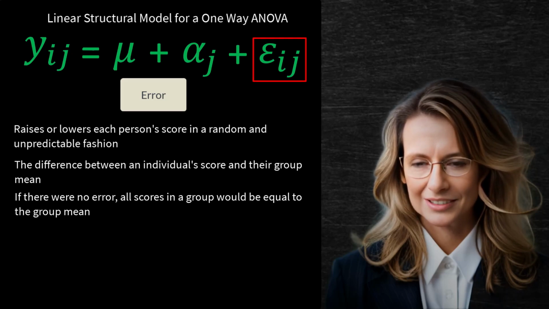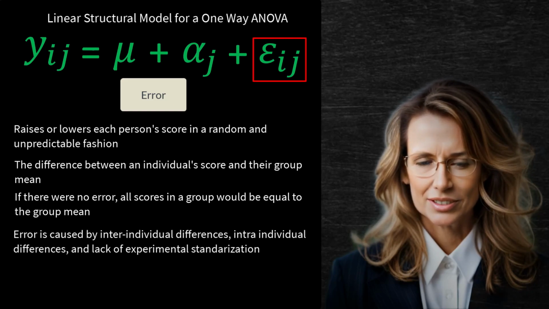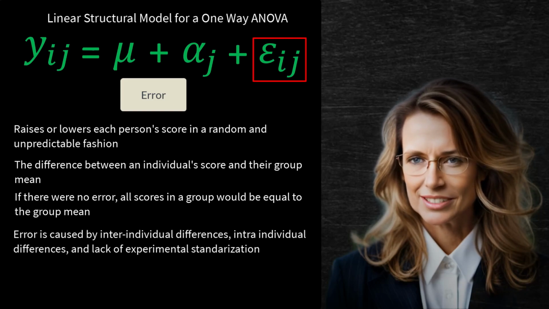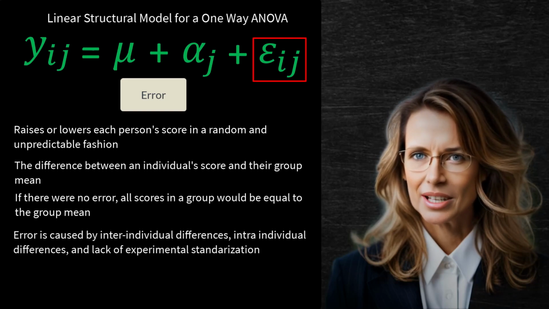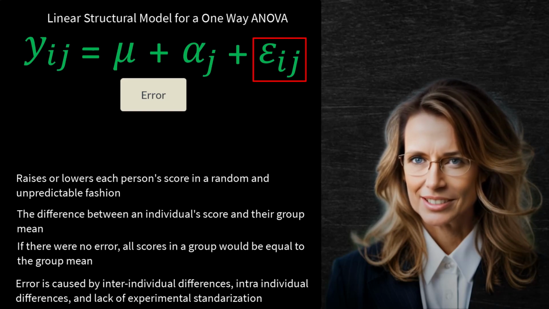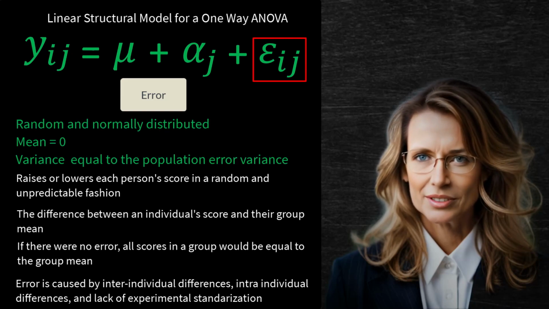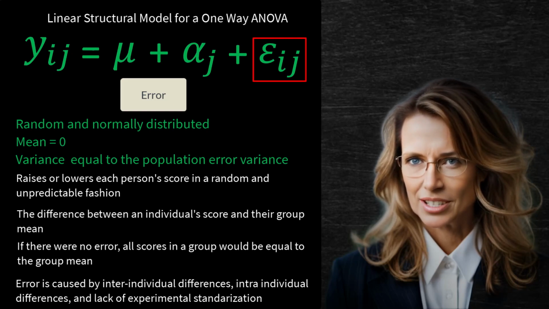The group mean. Error is caused by the three processes we discussed earlier: inter-individual differences, both random and systematic, intra-individual differences, and lack of experimental standardization. Across the entire population being studied, these error effects are considered to be a random, normally distributed phenomena, with a mean of 0 and a variance equal to the error variance in the population.